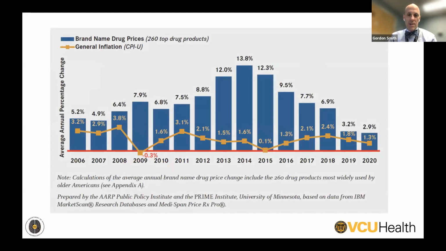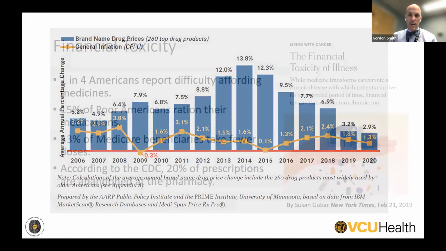And at least for drugs, this is an inflation-proof business. So in this figure, the orange line is the inflation rate every year. And for each year, you see a column, which is the inflation rate for brand name drugs, top 260. So for instance, you can see in the depth of the Great Recession, with a slight degree of deflation, prescription drug prices went up 8%. And even in the last couple of years where the rate of increase in drug prices is mitigated a little bit, it's still outpacing the rate of inflation.